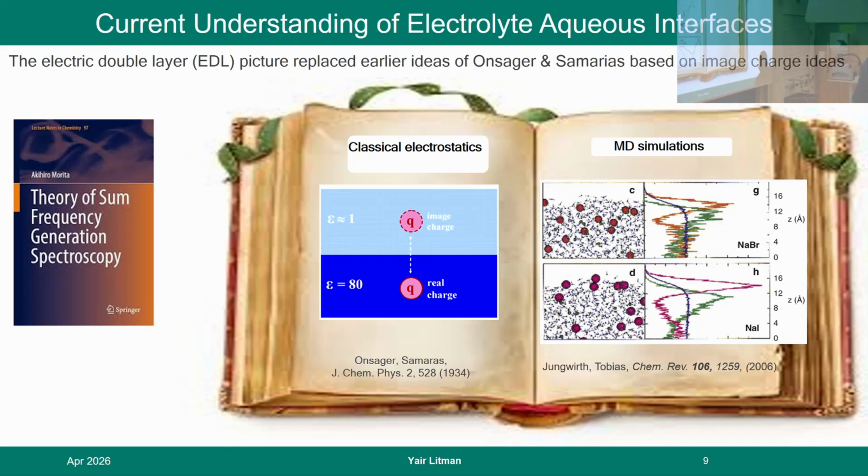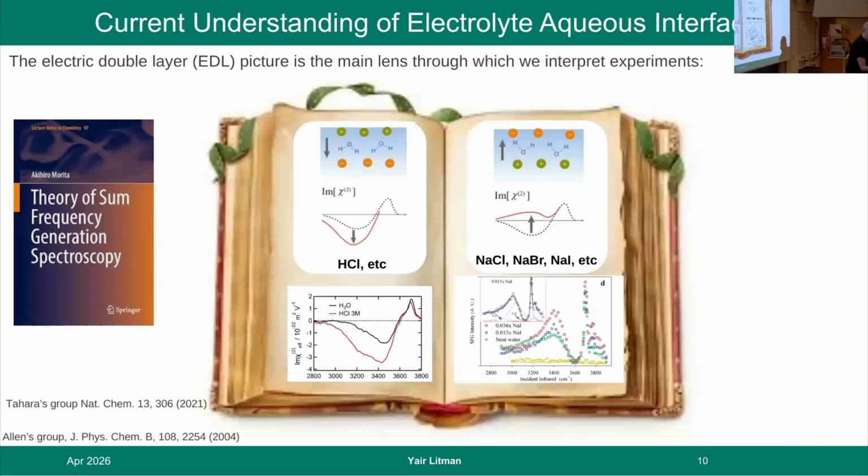Then if you continue with the same book and go further in that chapter, Morita tells us that basically you can normally have two scenarios. On the left, I'll show you, for example, the case of HCl, where the protons are more surface active, so they really go to the interface, and then you have, for example, chloride ions that go to the subsurface.